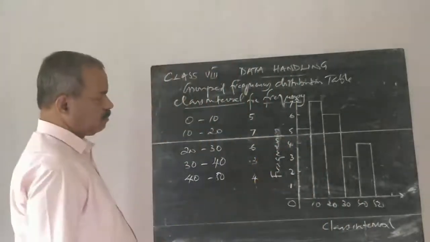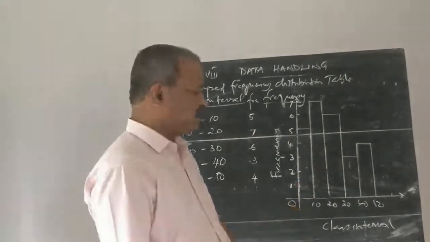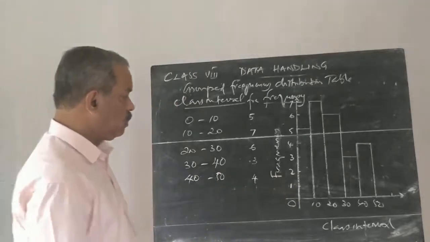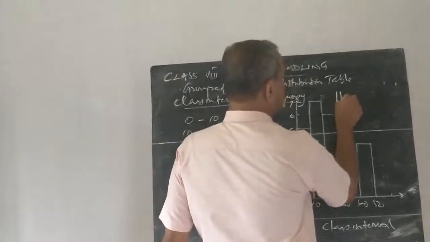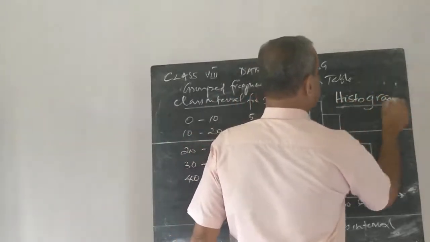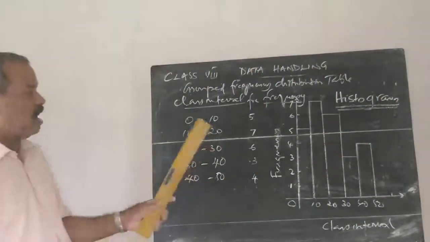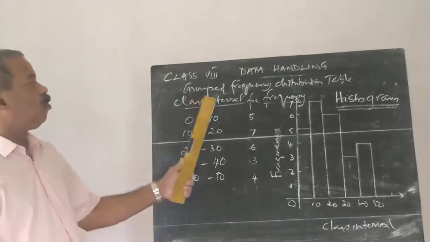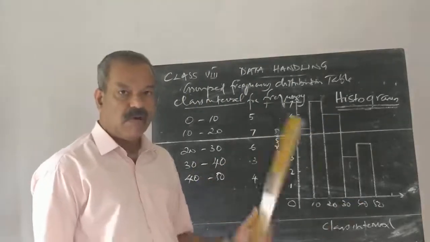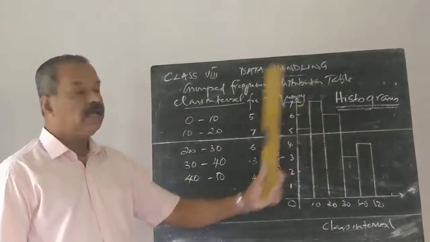Now look at this graph. Here the rectangles are drawn adjacent to one another. So this graph is called a histogram. The graph which represents a grouped frequency distribution table is called a histogram.